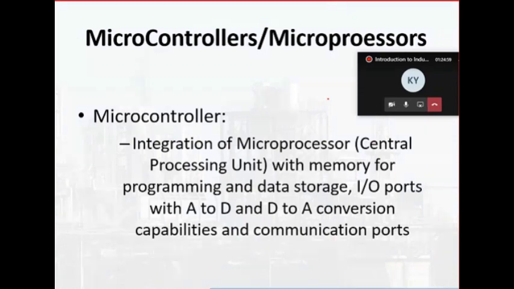So to connect the real world with a microprocessor, you need an analog to digital conversion option. And also if the microprocessor wants to send something back to the real world, again you need a digital to analog conversion. So what we are doing is integrating all these things, like analog to digital and digital to analog conversion, and also communication ports to communicate with other microprocessors or devices, and also the interface and memory for storing the data and programs. All these parts get integrated with the microprocessor. That is what a microcontroller is, or simply a computer.